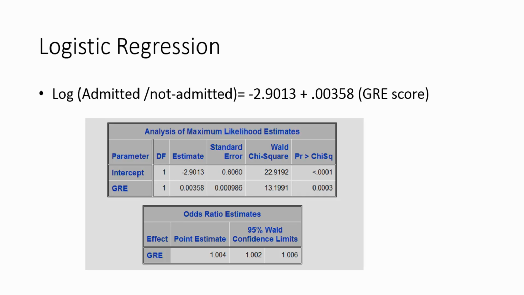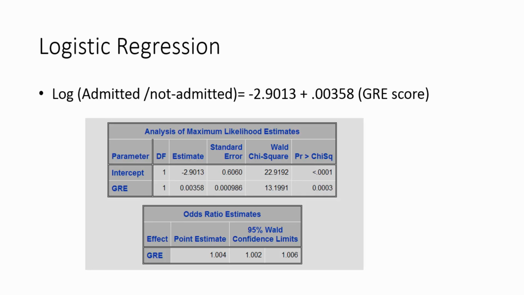I have used logistic regression to model this variable. I have one independent variable, which is GRE score. My model looks like this: log of admitted by not admitted, just like p by 1 minus p, is equal to minus 2.9, which is the intercept, plus 0.00358 times GRE score. So 0.00358 is my slope coefficient for GRE score.